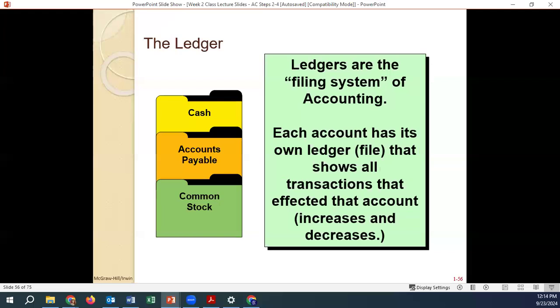So if you notice here, we have the cash file, the accounts payable file, the common stock file, right? These are all the ledgers. And as different transactions come in, we're going to file it there. So let's say, for example, we received cash. Well, we're going to file it in the cash file. Or let's say we buy something on credit, we're going to file that in the accounts payable file. Or, an owner puts money in, we're going to file that in the common stock file. And we'll just continue filing into each of these categories as the transactions come in.